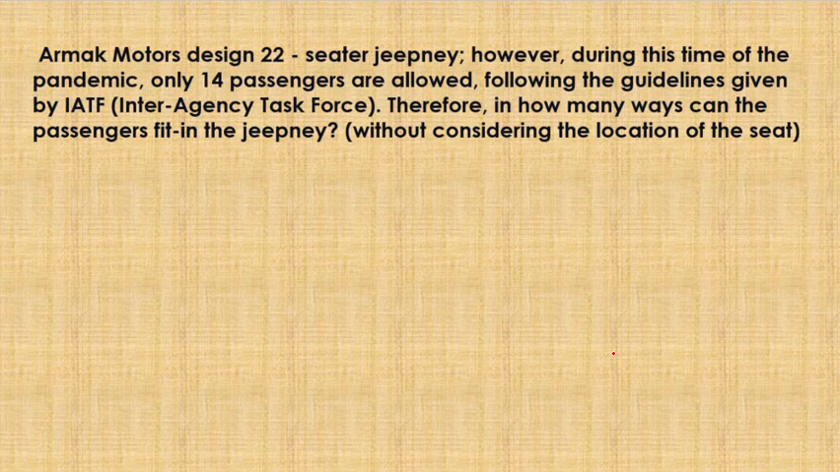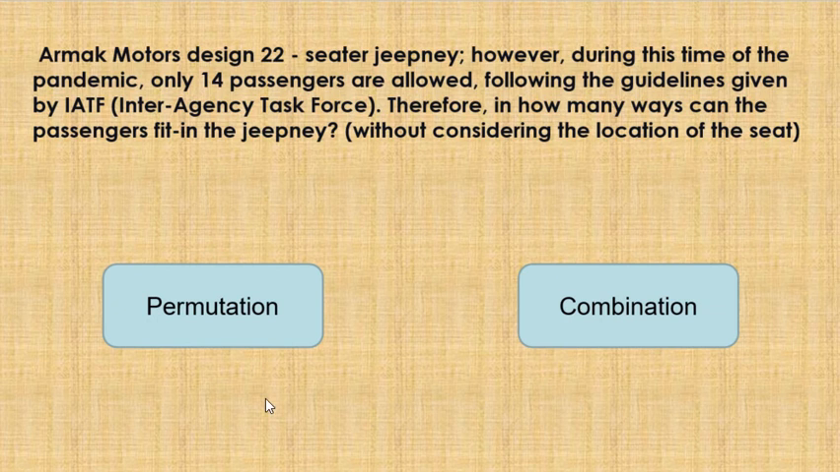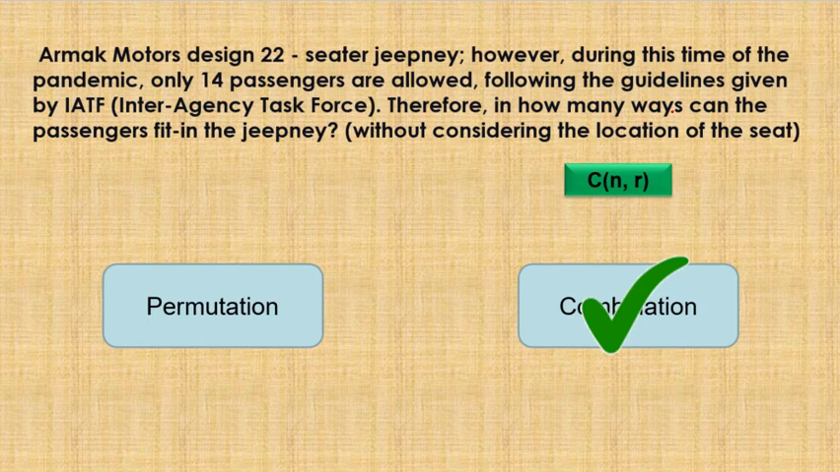Following the guidelines given by IATF, how many ways can the passengers fit the jeepney without considering the location of the seat? Is this permutation or combination? This time, this is to be solved using combination. Why? Because it doesn't consider the position anymore. Stated without considering the location of the seat, order or position is not important. Once the position is not important, the problem falls under combination.